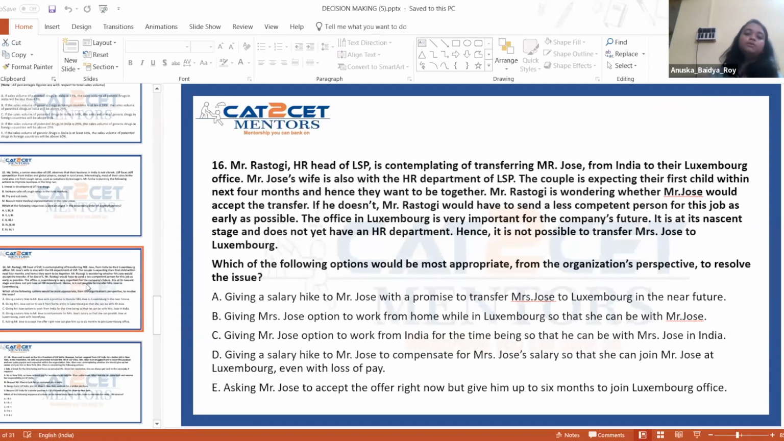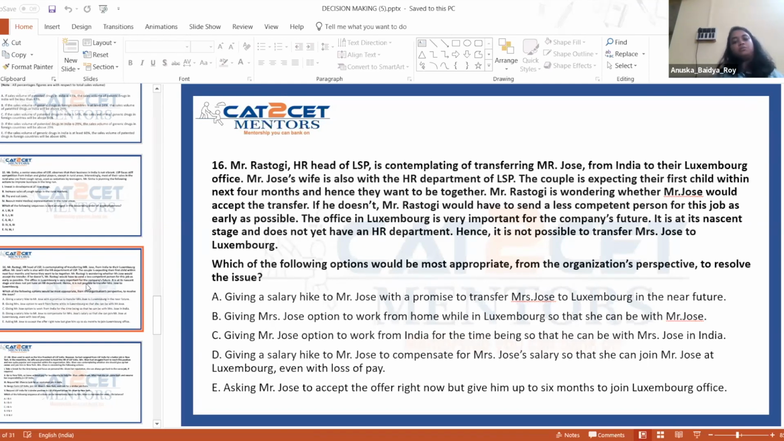16 cut left. Mr. Rastogi, HR of LSP, is contemplating transferring Mr. Jose from India to their Luxembourg office. Mr. Jose's wife is also with the HR department of LSP. The couple is expecting their first child within the next 4 months and hence they want to be together. Mr. Rastogi is wondering whether Mr. Jose would accept the transfer. If he doesn't, Mr. Rastogi would have to send a less competent person for this job as early as possible. The office in Luxembourg is very important for the company's future. It is at its nascent stage and does not have an HR department, and hence it is not possible to transfer Mrs.